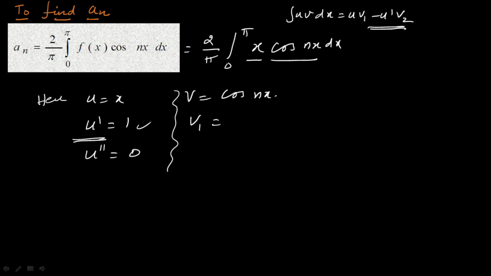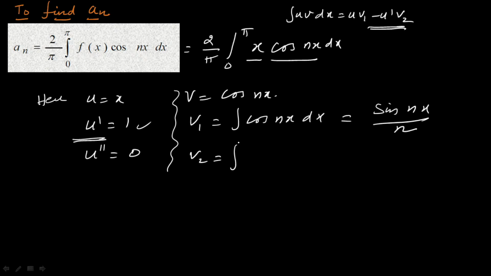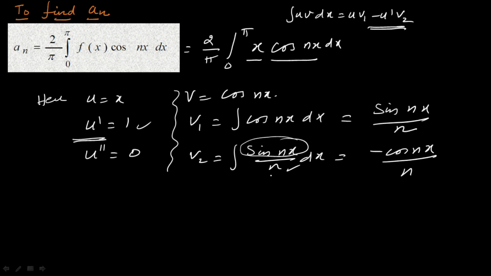Okay, so v1 is nothing but integral cos nx dx. Integrating cos nx, what you get? Plus sin nx divided by n. Next v2, v2 is nothing but integrating v1, that is sin nx divided by n dx. So 1 by n is a constant, so you have to integrate only sin nx. If you integrate sin nx, what you get? Minus cos nx divided by n. Already you have n in the denominator, so you have n square.